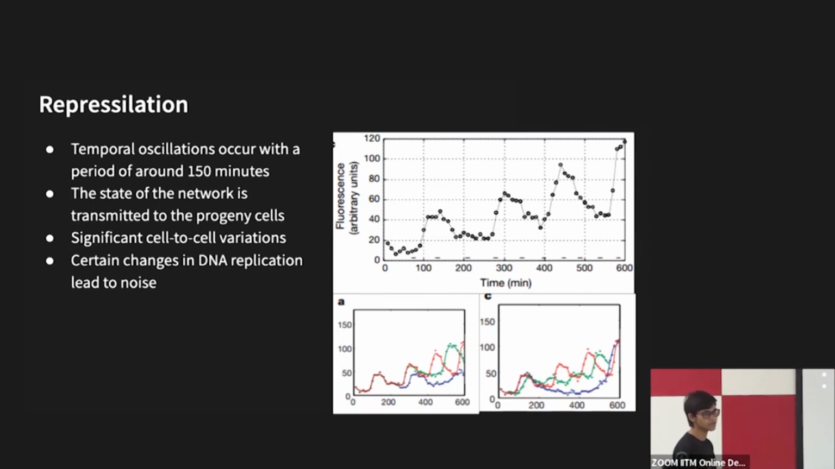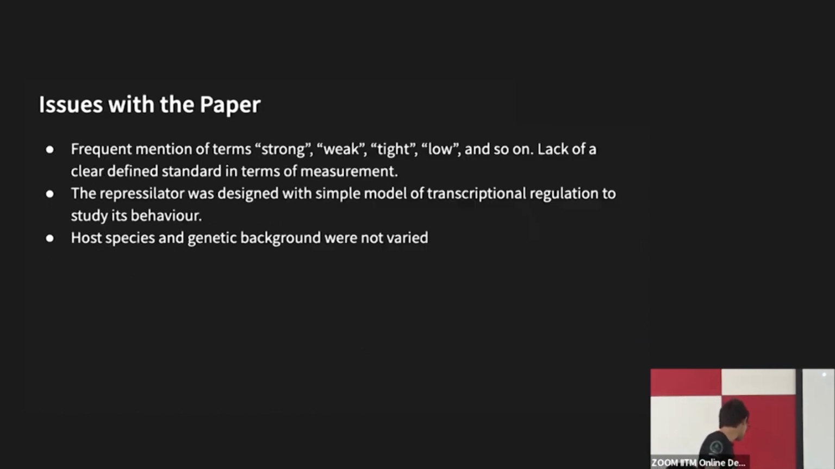Now, the study also found that there were significant variations in every single cell that they uniquely identified. There were period variations, amplitude variations, and in certain cases there were also phase variations. So basically there was a lot of noise as well, a significant amount of noise. And they concluded that certain changes in the DNA replication can lead to this noise.